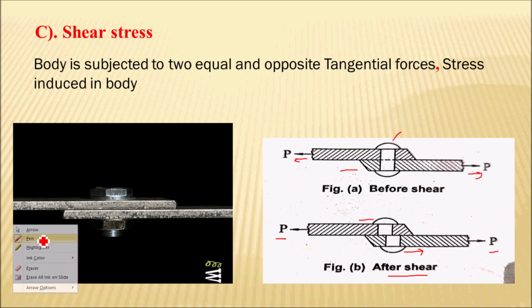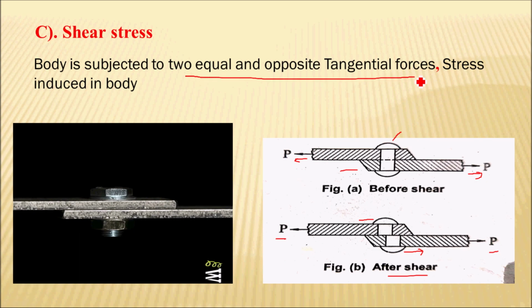So shear stress is the ratio of the tangential force to the area. Sigma is again equal to shear force upon shear area.